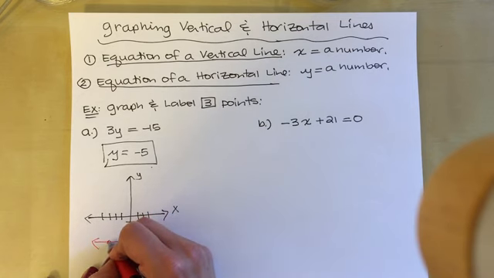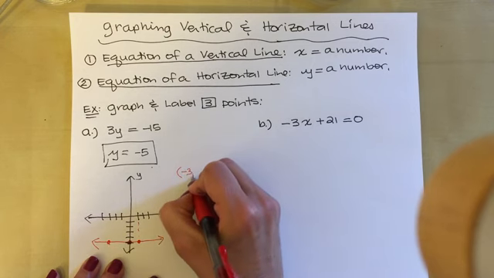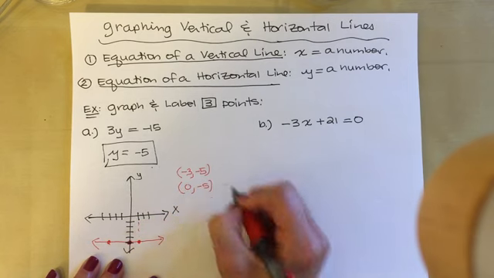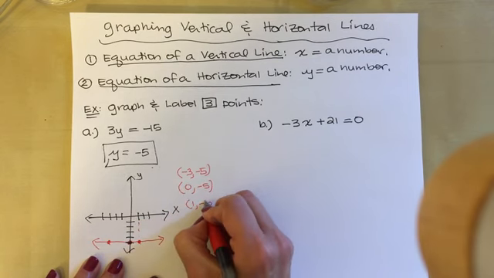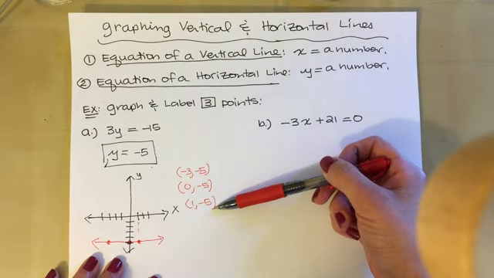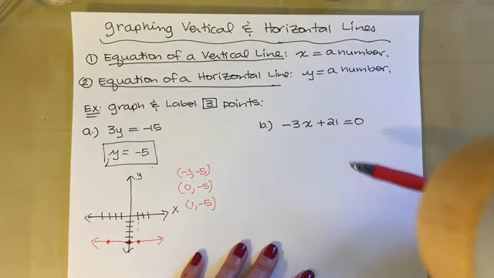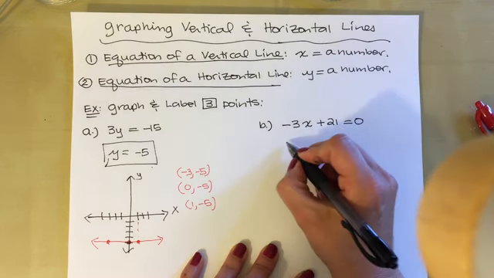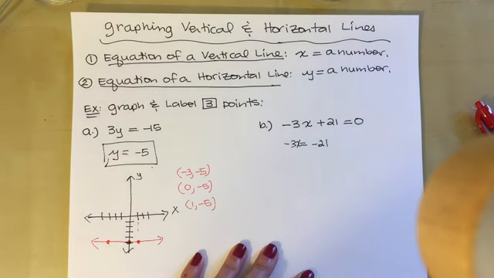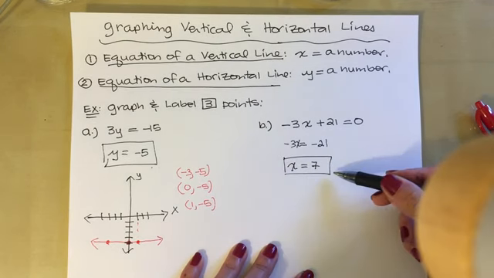I can choose that point, and we just need to label them. So this is going to be -3, -5. That is going to be 0, -5, and that's going to be 1, -5. So horizontal line, all the y values will be -5. Let's look at B. Isolate x, subtract 21. Divide by -3. Okay, so we have x equal to 7.